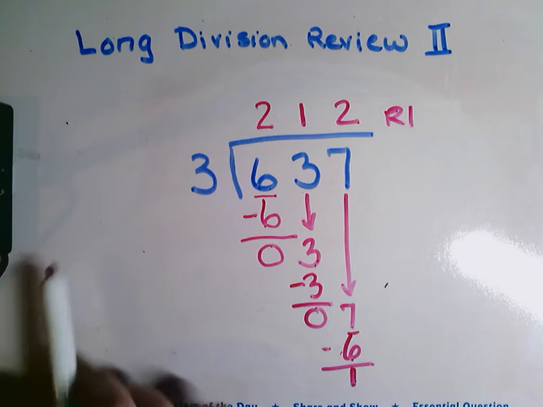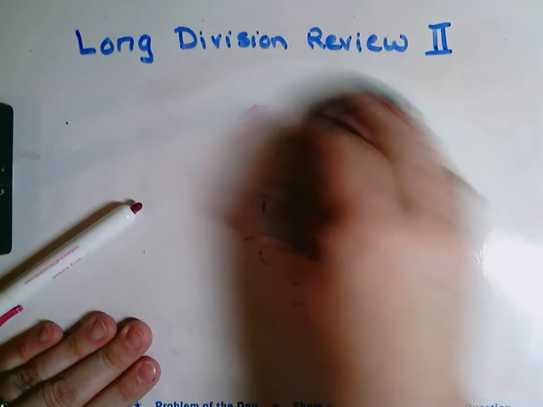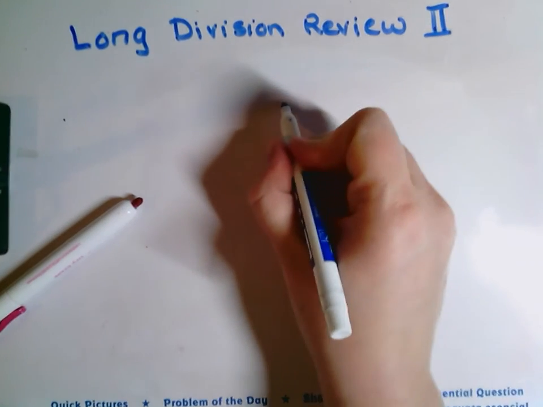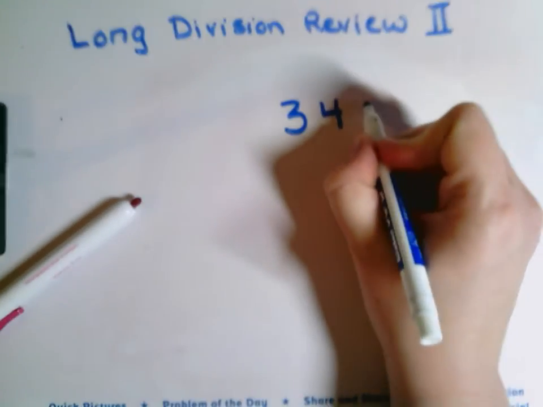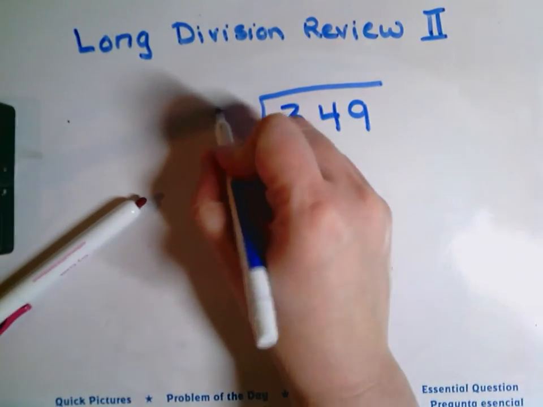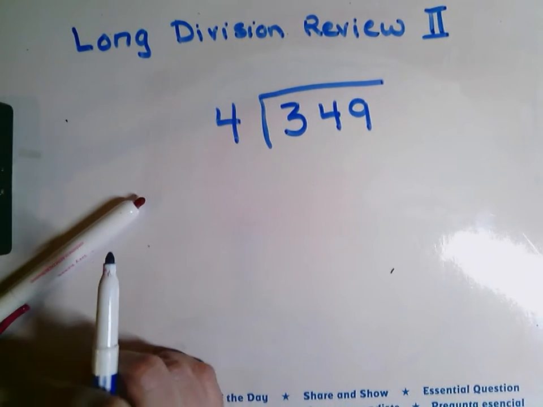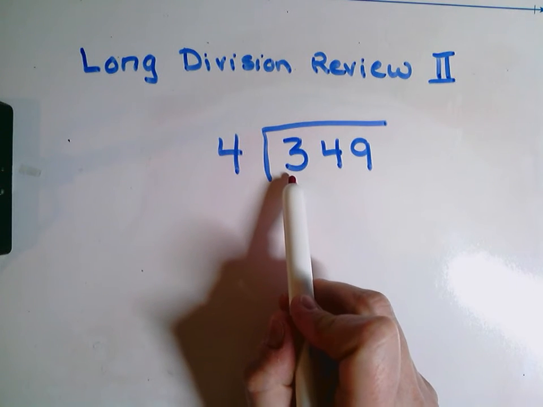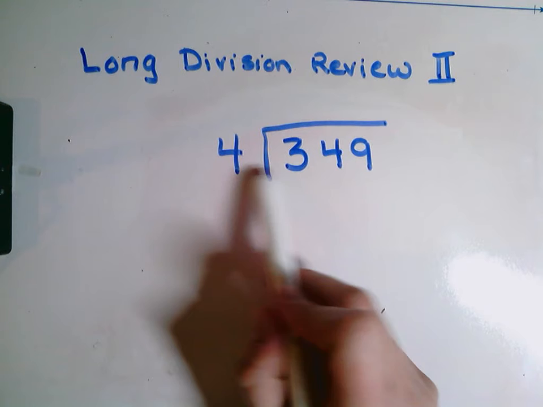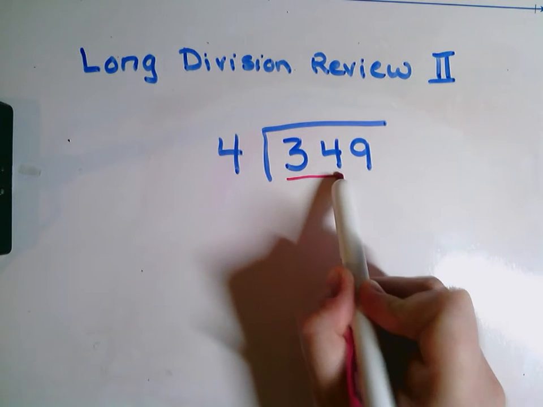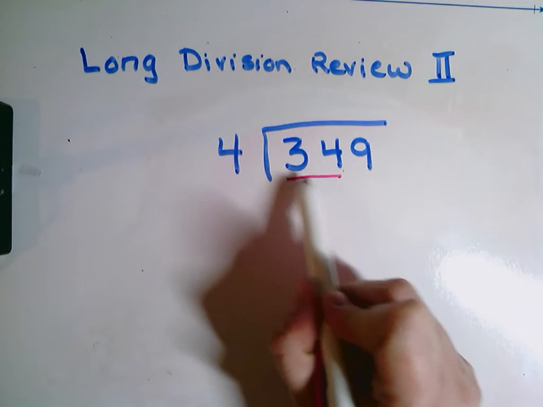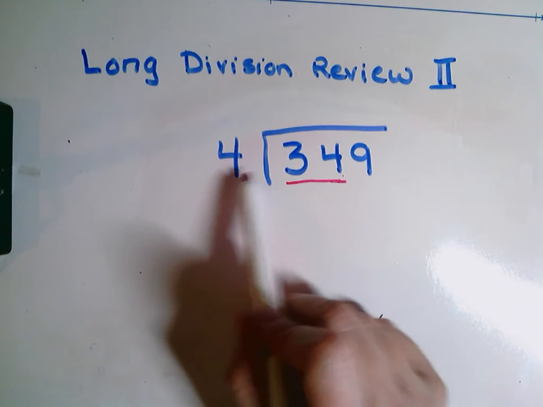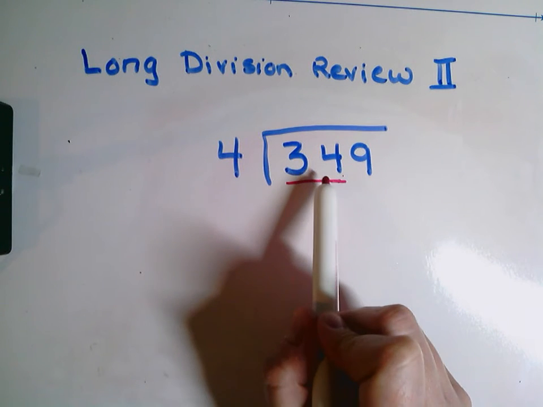Okay, let's try another example. Here we're going to do the problem 349 divided by 4. All right, so again, I'm going to start with my hundreds place, and I need to look at the 3. 3 is less than 4. I can't get any groups of 4 out of 3, so now I'm going to look at 34. Instead of just looking at 3, I'm going to look at the number 34. Well, how many groups of 4 can I take out of 34?